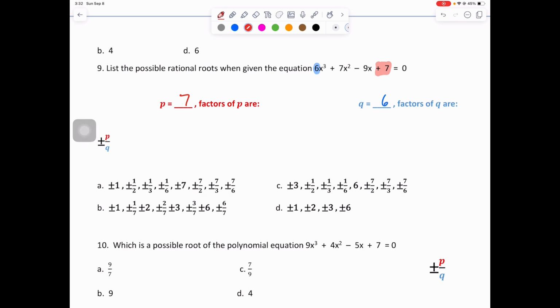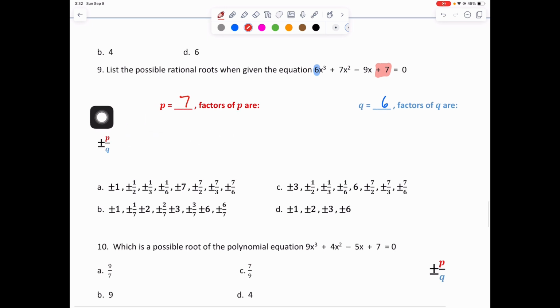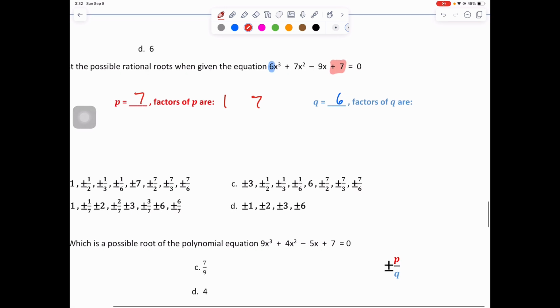Then it's going to ask us to write the factors. Well, the factors of 7 are simple. It's a prime number. It's just simply 1 and 7. But for 6, we could do 1 and 6. We can also do 2 times 3. So we're just going to write them as 1, 2, 3, and 6.